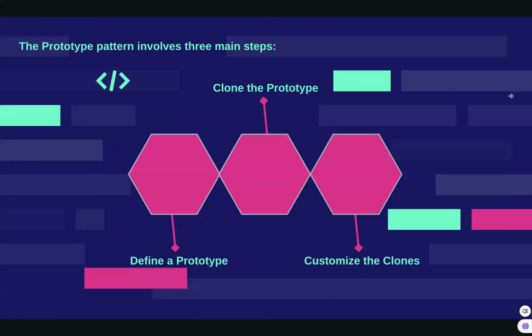Moving on to the prototype pattern, it involves three main steps. First, define a prototype, then clone the prototype, and lastly, customize the clones. This pattern simplifies the object creation process and can help manage the complexity involved in creating objects with complicated states or configurations.